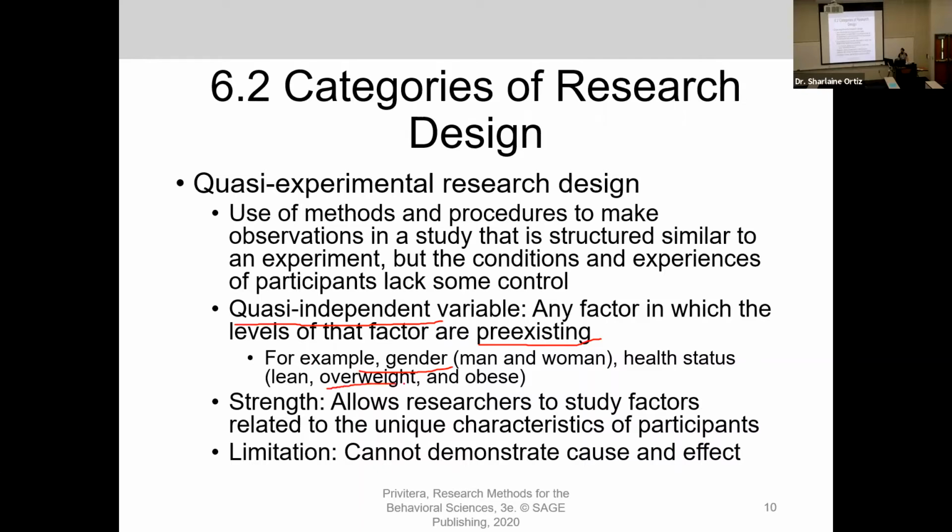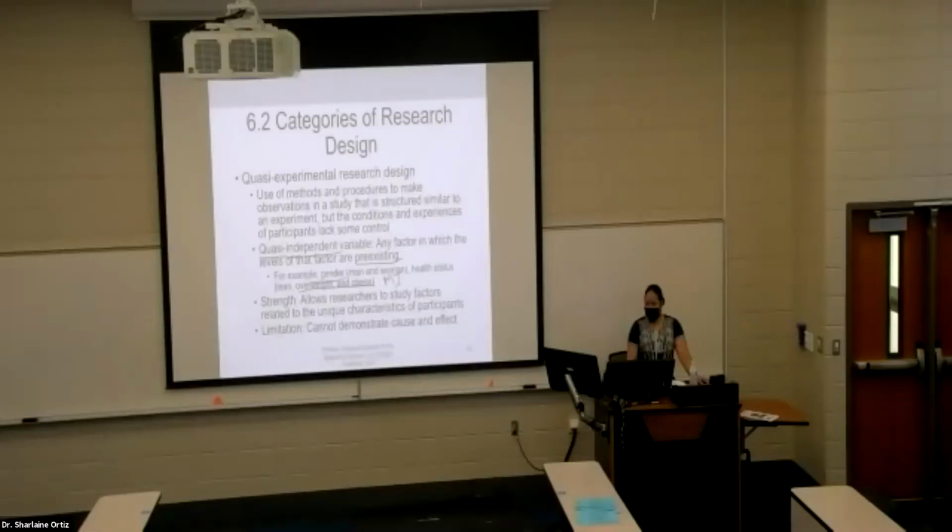Weight is another one. I like to think about mental illness as another quasi-independent variable, right? I cannot give you trauma. I cannot give you PTSD. I cannot give you OCD, right? So I like to think about mental illness. That's also a quasi-independent variable because you came in with that for my research, right? You had that characteristic, so you came in with that.